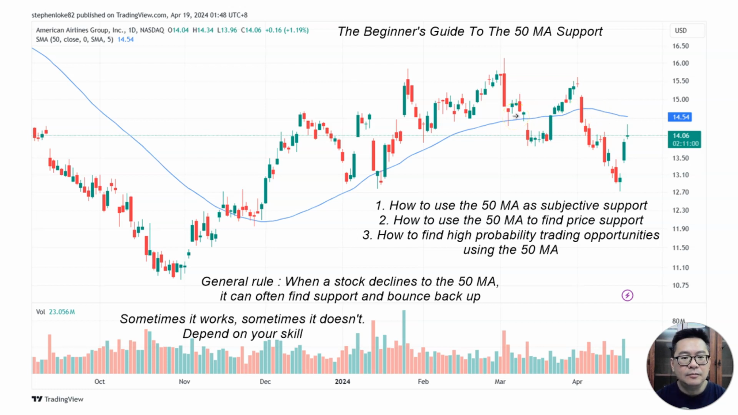But here's the thing. Why it works sometimes and why it doesn't work sometimes, there's always a reason. And it depends on your skill to weed out those that are not good and only trade those that are good. So I hope by the end of this presentation you will have a clear idea, or at least some idea, of when it works and when it does not work.